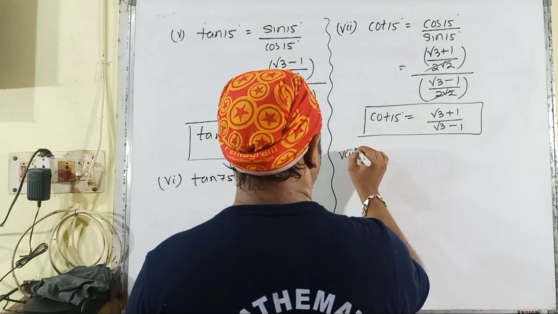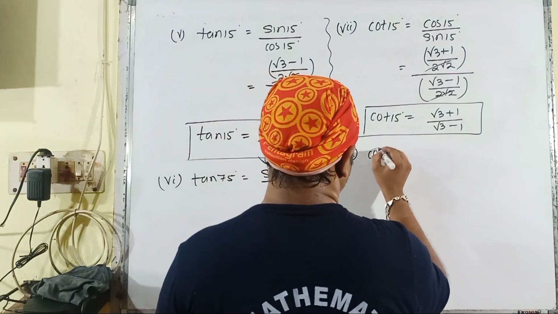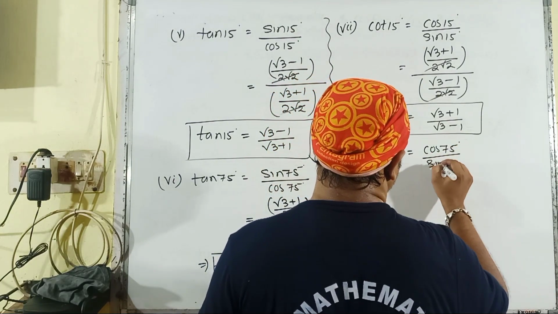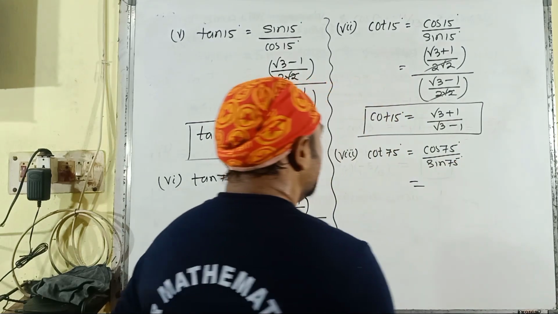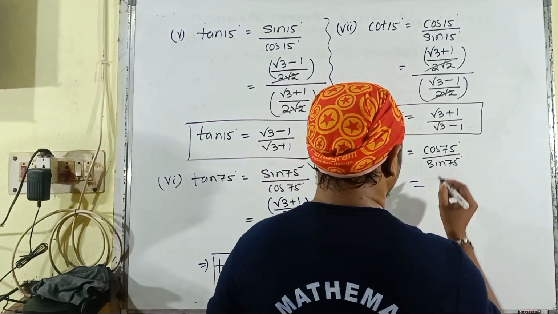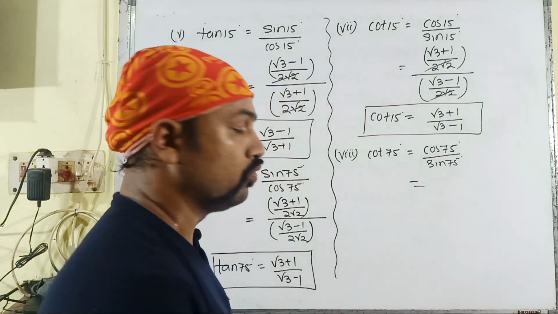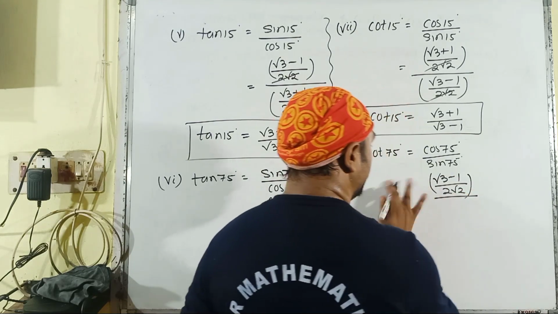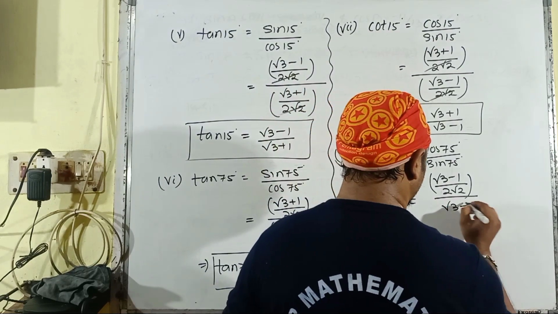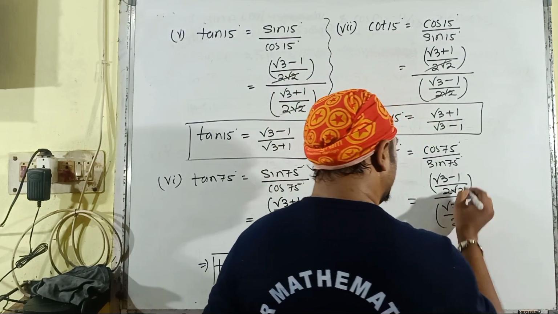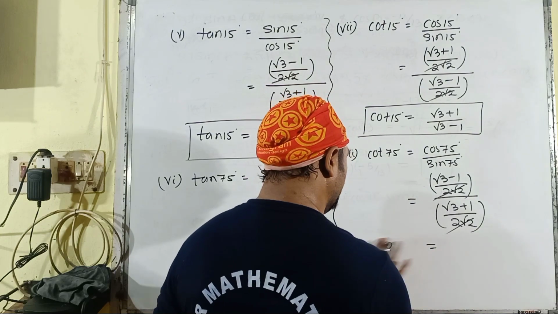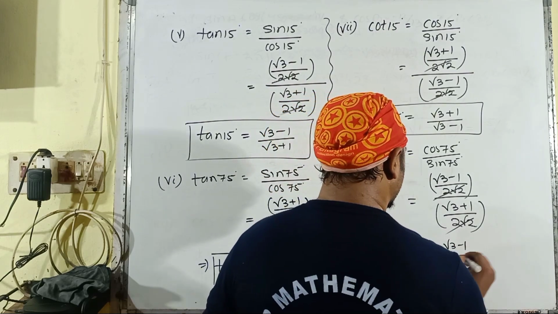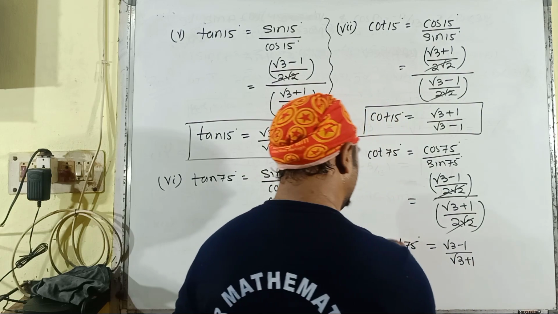Then the eighth one is here. We just have to evaluate cot 75 degree. It is cos 75 degree divided by sin 75 degree. The value of cos 75 degree is equal to root 3 minus 1 divided by 2 root 2 whole divided by sin 75 degree, which is root 3 plus 1 divided by 2 root 2. Cancelling both of the common denominators here, we are getting cot 75 degree, which is equal to root 3 minus 1 divided by root 3 plus 1.